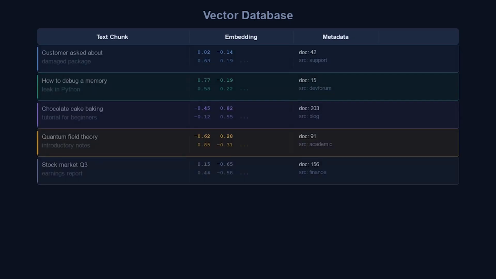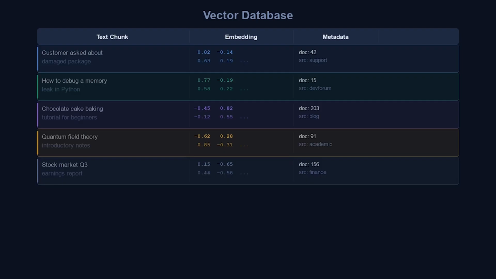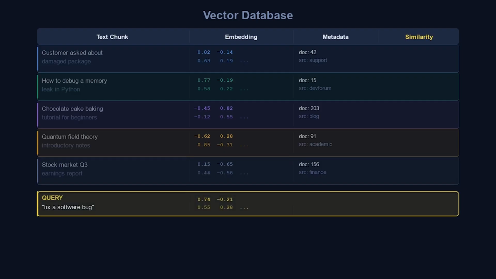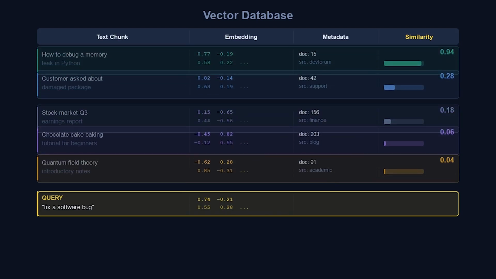The database usually stores three things: the embedding vector, the original text chunk, and metadata. Metadata could include things like document IDs, timestamps, permissions, source information, or filtering rules. The vector database itself is not generating intelligence. It's organizing embeddings so that similarity search can happen efficiently at scale.